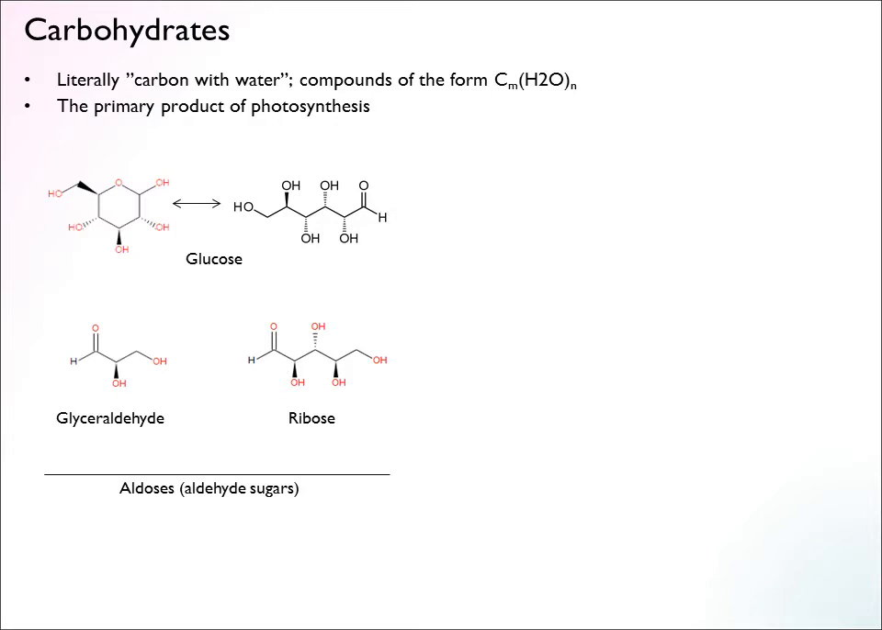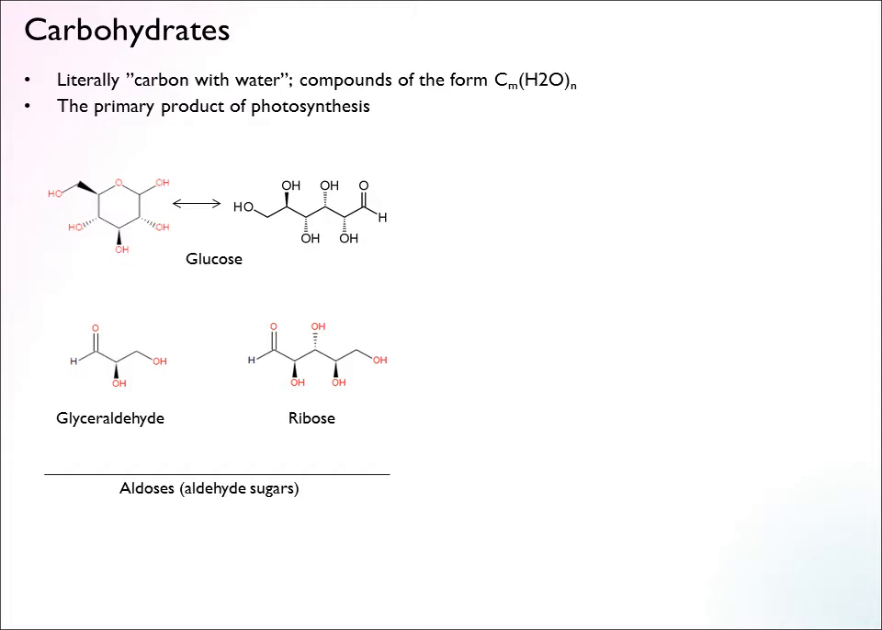So what's a carbohydrate? Well, it's literally carbon with water. So it's generally compounds that have this type of a sum formula. It has a number of carbons and it has a number of water constituents in it. The exact definition is a little unclear sometimes, but roughly this is what it is. And carbohydrates are, of course, the primary product of photosynthesis. Plants make sugar generally, and this is why it has a central role in metabolism and in biology.